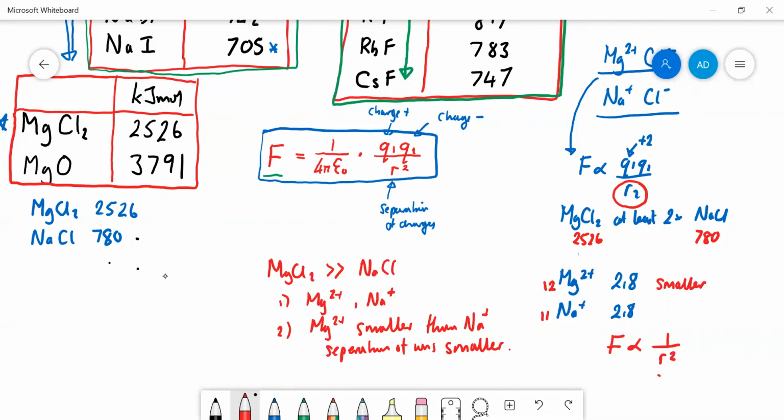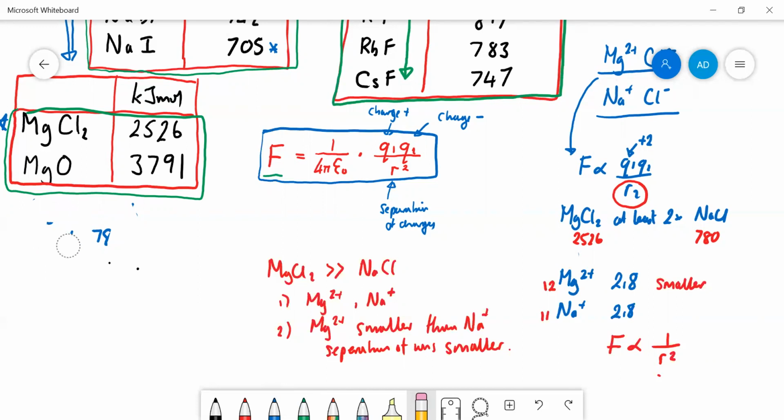Finally, before we finish up here, let's compare what I'm putting in this table here, magnesium chloride and magnesium oxide. Magnesium oxide has got a whopping 3,791 kilojoules per mole lattice enthalpy, a really big lattice enthalpy. And we can probably explain why, can't we? What are the ions in the magnesium oxide? It's Mg2+ and O2-. So if you think about our equation, F is proportional to Q1 Q2 over r squared.